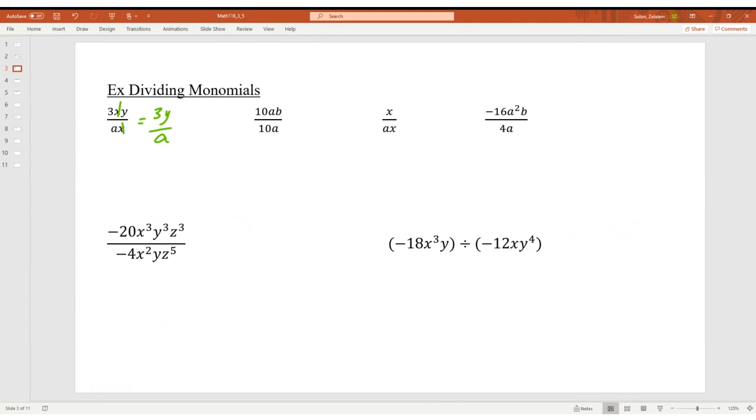Now if you see the next one, again 10 cancels 10. 10 divided by 10 is 1. Again, a will cancel a. So we are left with b. Technically, 10 divided by 10 is 1, so 1 times b will be just b. Okay.